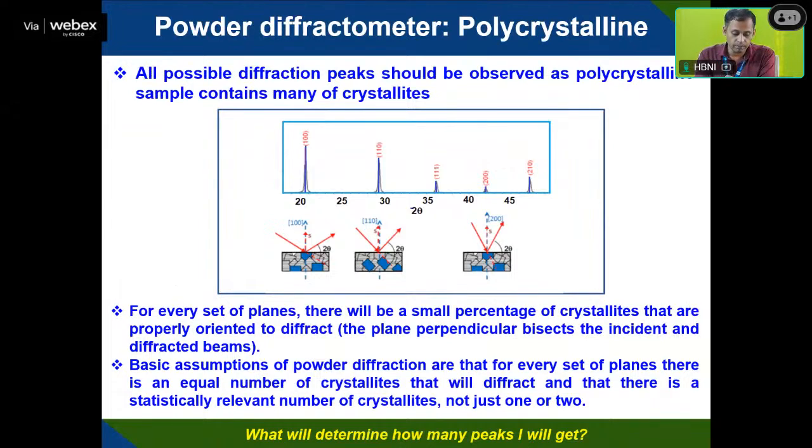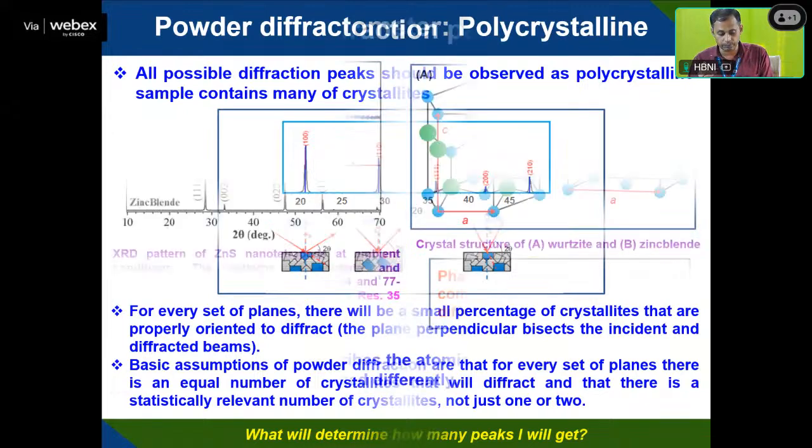And you can see here we have a 100 plane, which is parallel to the incident beam. So the 100 peak is there, 110, 111, 200, 210. All the peaks are possible here in the case of a polycrystalline material. For every set of planes, there will be a small percentage of crystallites that are properly oriented. That means whatever chunk of sample you are taking, for every set of planes a small percentage of crystals will be oriented. Because of that you will be able to get particular beams and a particular X-ray diffraction pattern.